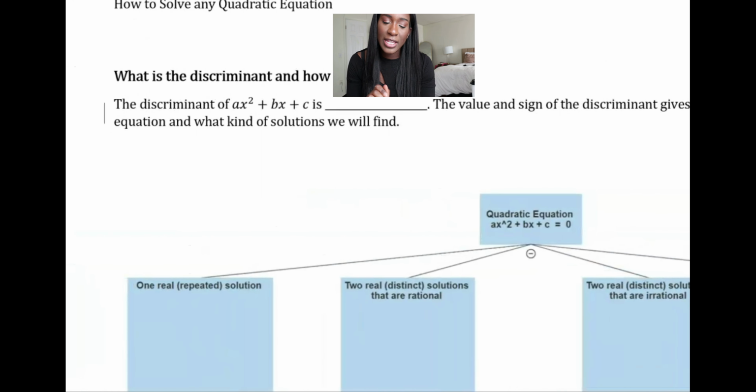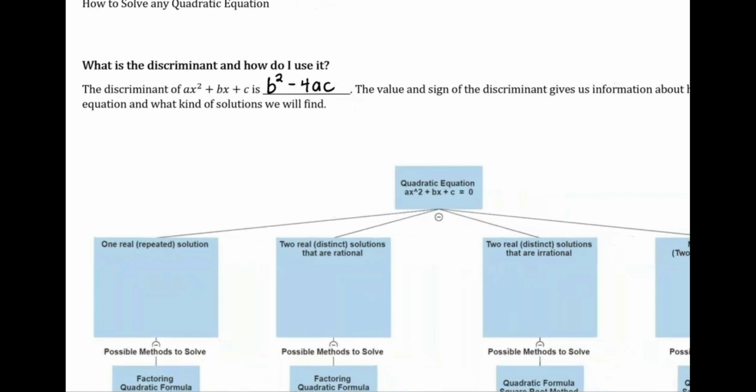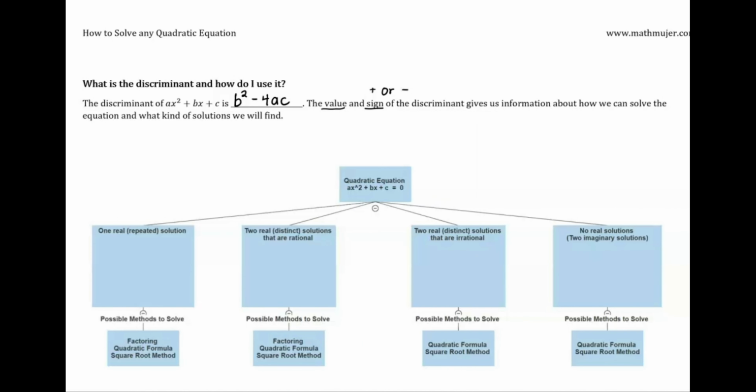The discriminant of ax squared plus bx plus c is b squared minus 4ac. So you're going to find a, b, and c from the coefficients of the quadratic, and then you will plug them in and calculate that discriminant. Now both the value and the sign, and by sign I mean positive or negative, of the discriminant is going to give us information about how we can solve that quadratic equation and what kind of solutions we will find. So I'm going to break this up into 3 and then 4 cases.